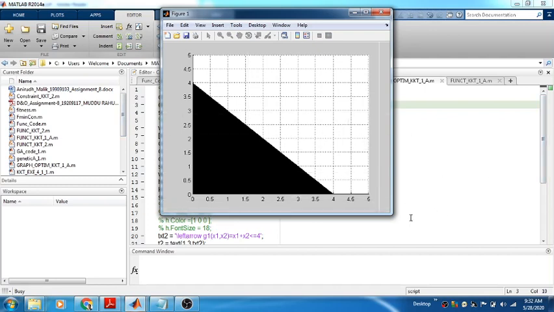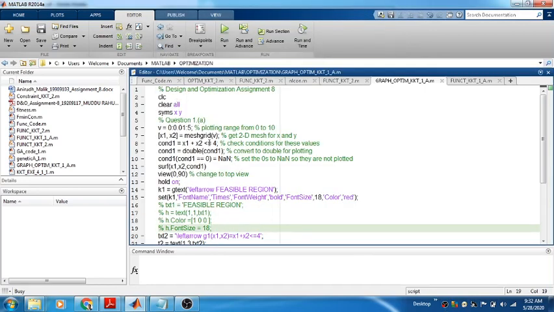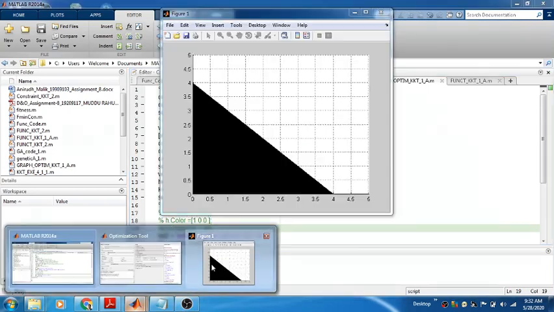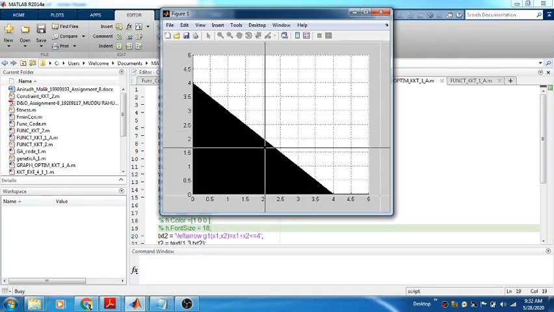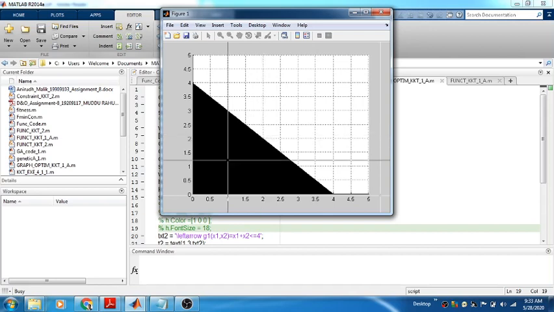If you see, this is x1, this is x2, and x1 and x2 should be less than or equal to 4. Less than or equal to 4, right? So in this region it is not a feasible zone, right? You can't pick it. That means every time you have to pick the feasible range. This is the feasible.